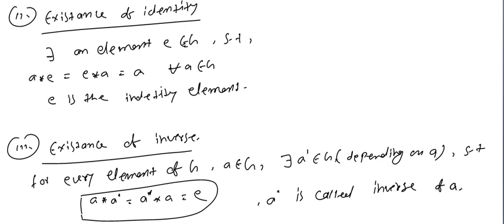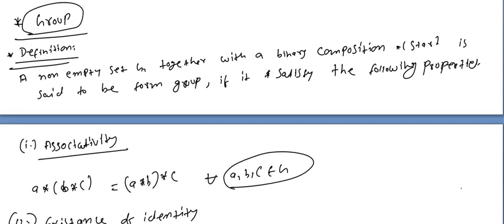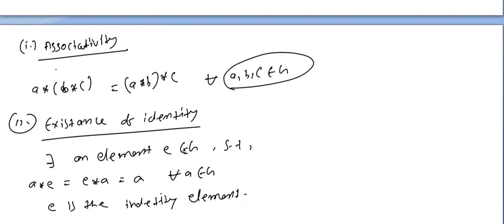Clear? So what we have studied here, for a group: we have a non-empty set G together with a binary operation star, said to form a group if it satisfies the following properties. The first property is associativity, that is, it must satisfy this condition.